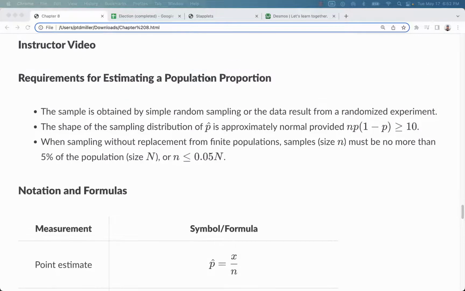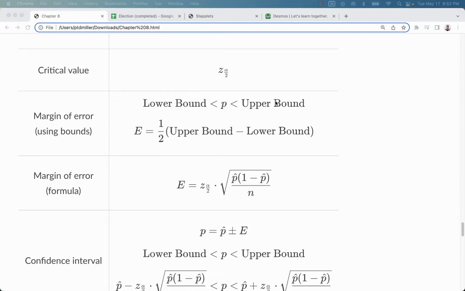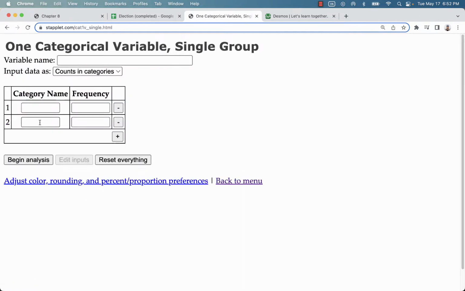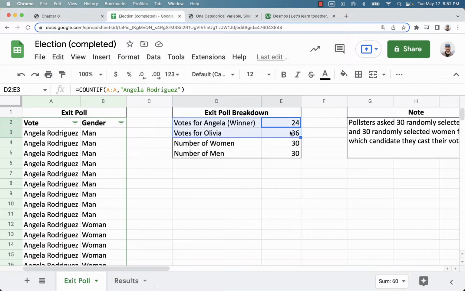Let's take a look at how Stapplet can be used to calculate the lower and upper bounds for a confidence interval for proportion. In Stapplet, we're looking at one categorical variable here with a single group. And here we're starting at the default with counts in categories. So for example, that would be like knowing the counts for different candidates in an exit poll.